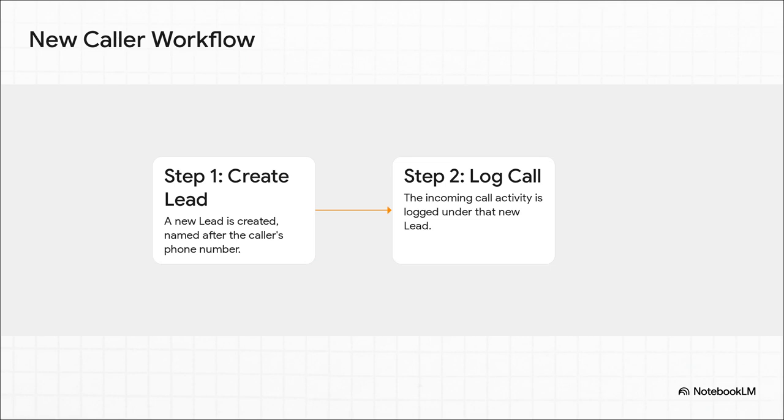So how does it handle a totally new caller? It's a super clean two-step process. First, it makes the new lead and just uses the phone number as the name so you can spot it right away. And then second, it attaches that incoming call activity right to that fresh new record. No more head scratching over who is that number. It's all taken care of.